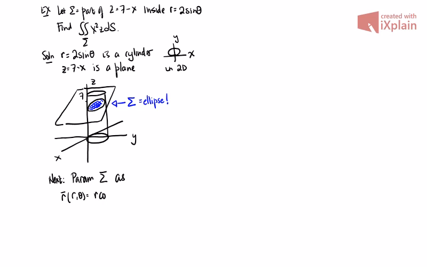So we'll do r cosine theta i, and then r sine theta j, and then over here we have 7 minus x, but x is r cosine theta. In this case, what we're describing is the r's and thetas that give us this shape right here. So let me draw a little red circle.